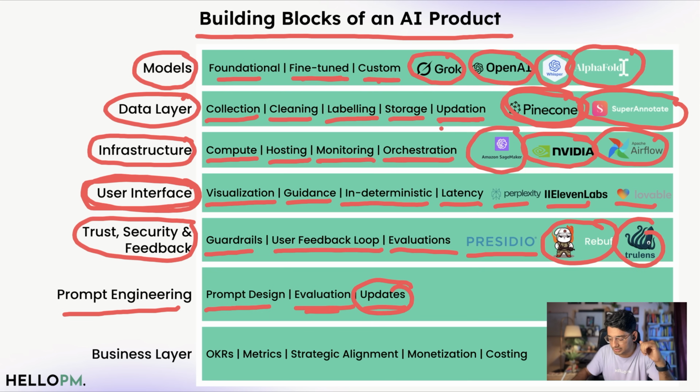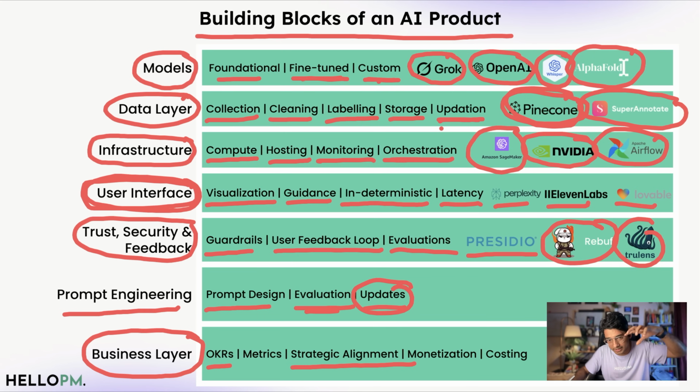Okay, and eventually the last part is the business layer. Business layer, it is the most important one for a product manager. And here as a product manager, you need to understand how do the AI initiatives that you are taking relate to the OKRs? How do they have the strategic alignment? OKR means objective and key results. It's a goal setting mechanism for multiple companies.